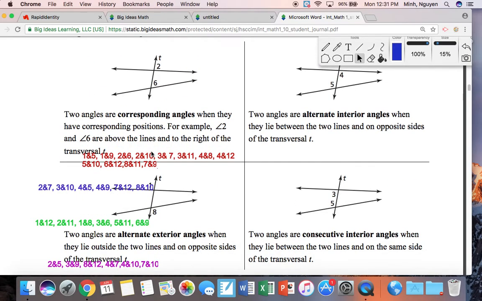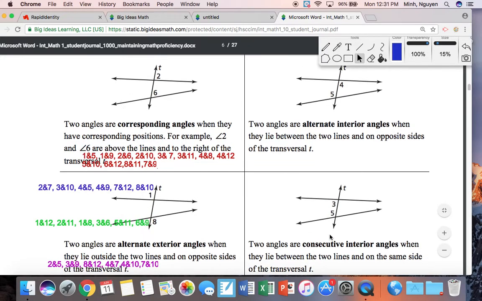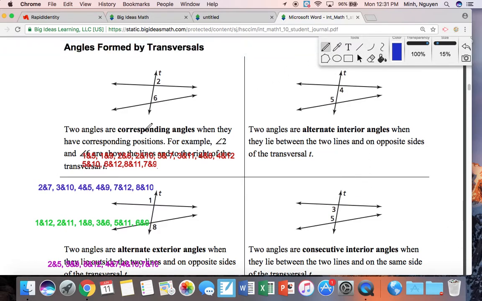And this is the meat of the lesson here. We have corresponding angles, alternate interior angles, alternate exterior angles, and consecutive interior angles. Two angles are corresponding when they have corresponding positions. You might think of corresponding positions as the same positions. What does that mean? 6 and 2 are in the top right. They are corresponding. I'm going to do a few different ones with different colors.